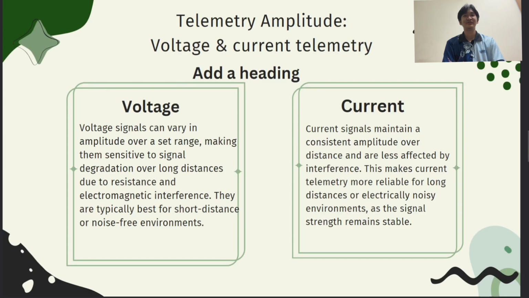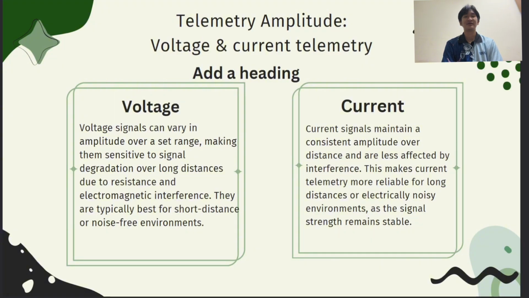Hello, I'm Imran. To continue, there are two types of telemetry by amplitude. First, voltage telemetry. Voltage signals can vary in amplitude over a set range, from 0 to 5 volts, making them sensitive to signal degradation over long distances due to resistance and electromagnetic interference. They are typically best for short distances or noise-free environments.